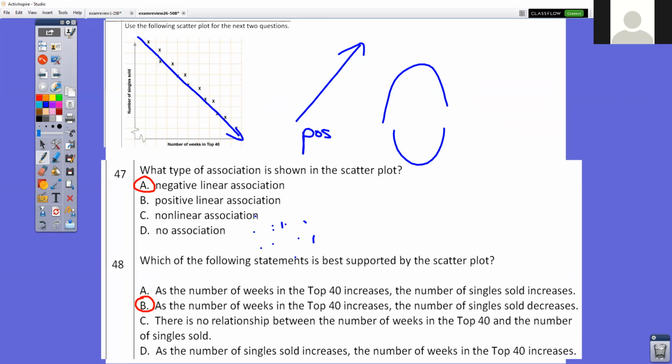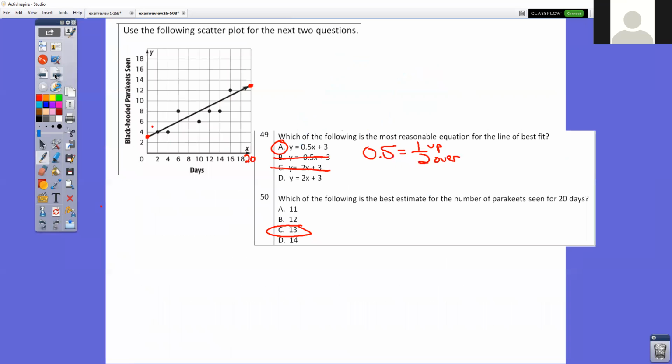In number 48, which statement is best supported by the scatter plot? As the number of weeks in the top 40 increases, the singles decrease. So notice right here, our label, the number of weeks in the top 40. As that goes more and more to the right, what is happening to the number of singles sold? The number of singles sold is going down. So as weeks increase, singles are decreasing.